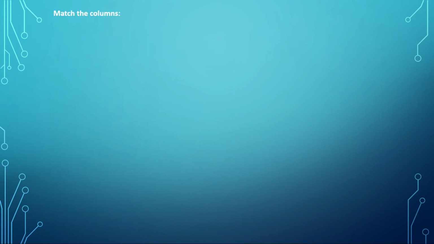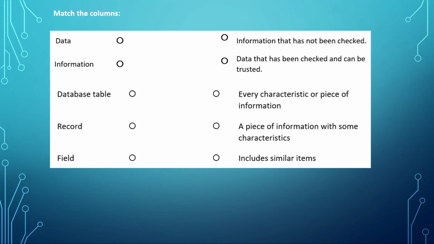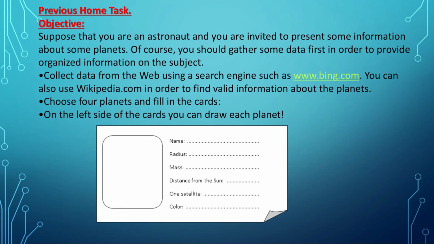Let's do some matching. You have to match the columns. We have data, information, database, table, record and field. On the other side we have the definitions, and you have to identify them. We already know it, so I'm not explaining it anymore, I'm just showing you. Okay, let's move to the next slide.